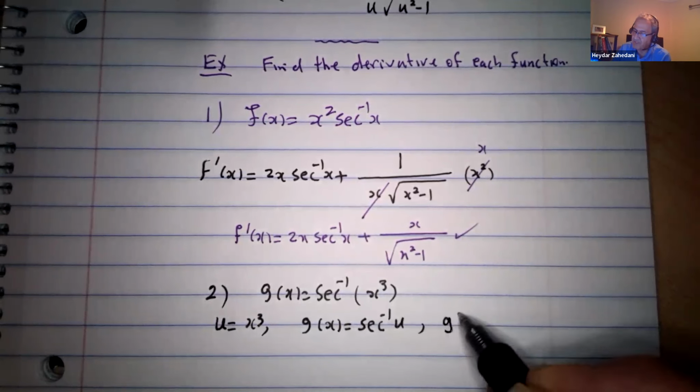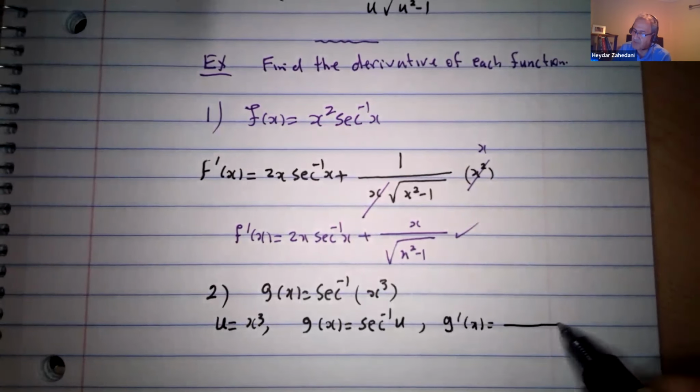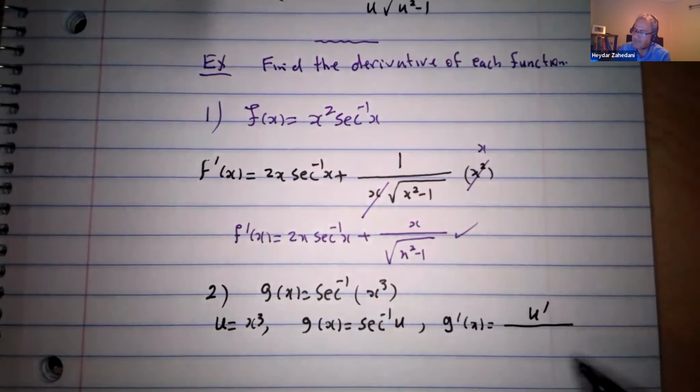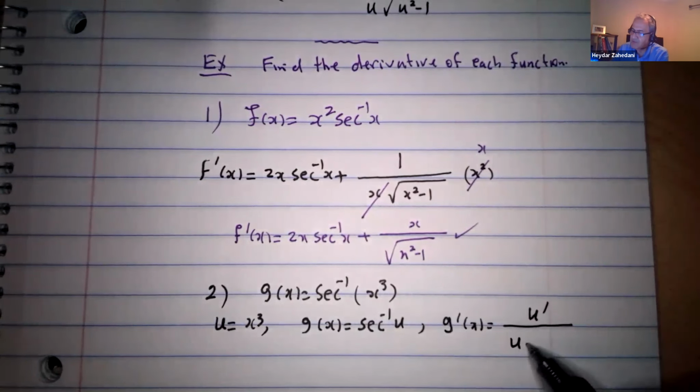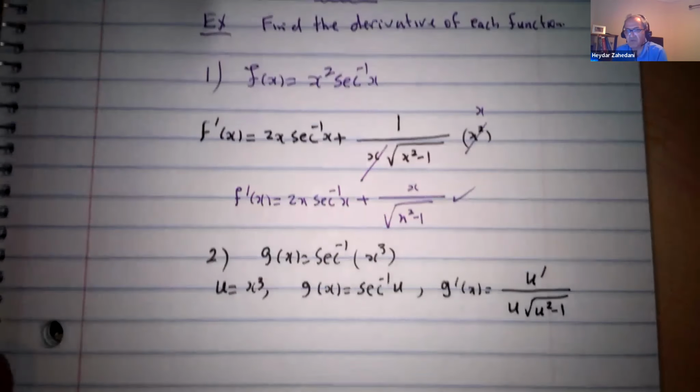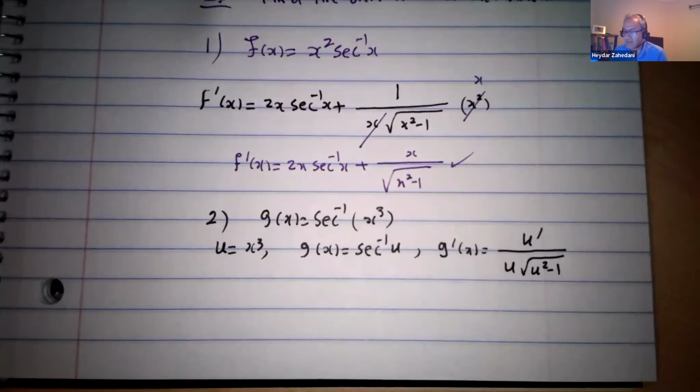So your formula this time is going to be u prime over u radical u squared minus 1. I'm just reminding you of the formula; you don't have to write it down. Okay, so u is x cubed, so u prime is 3x squared.